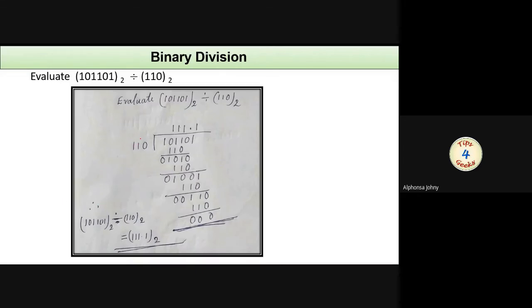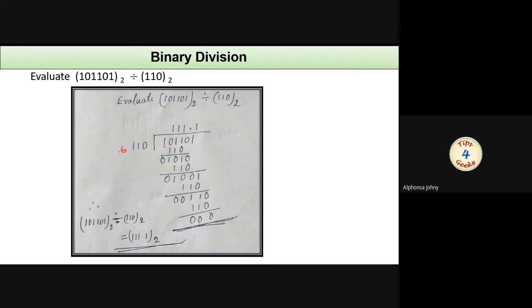Then what is the equivalent value of 110 in the decimal number system? We can calculate by adding the positional weights. This is 4, 2, 1. So 1 is 0. So 4 plus 2 is 6. 110 is 6 in the decimal number system. Next, we check whether we can divide the first digit, 1, by 110.